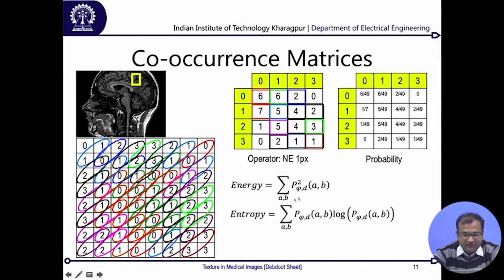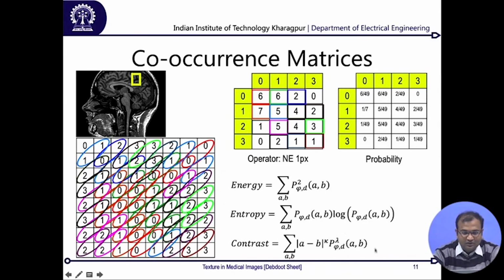For entropy, it's the standard definition, except that it's over a pair of A's and B's, which you look at over here because it's a 2D histogram. And an interesting one is contrast. This is a very interesting measure because you can actually measure whether your image has high contrast, low contrast, or zero contrast.